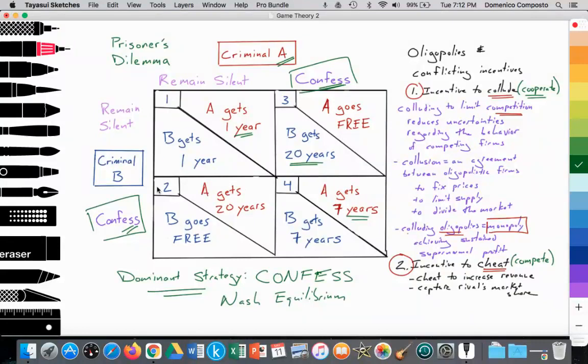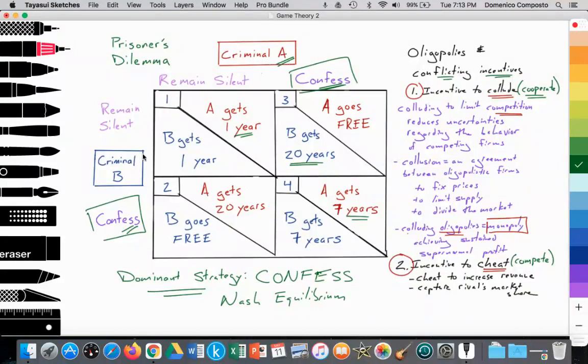Okay? So I'm going to go ahead and quickly explain this, perhaps as we would for a paper exam, and then we'll go over how this payoff matrix can illustrate the conflicting incentives of oligopolies, which are the incentive to collude or cooperate and the conflicting incentive to cheat or to compete. So as can be seen, we have a payoff matrix illustrating the options available for two criminals. This illustrates the prisoner's dilemma. And the two criminals that have been captured by the police and being held in jail have two options, either to remain silent or to confess.